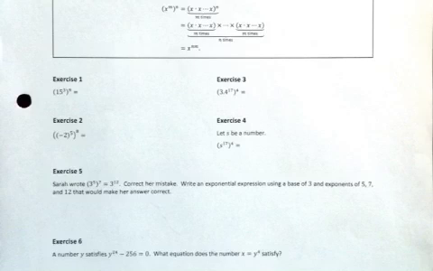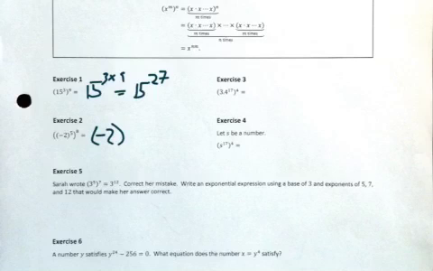So take a look at number 1. Here we have 15 to the third raised to the power of 9. So this would actually mean, so go ahead and write this down, 15 raised to the 3 times 9, which just works out to be 15 to the 27th. Okay, take a look at number 2. So here we have negative 2 to the 5th power raised to the power of 8, which really is negative 2 raised to the power of 5 times 8.